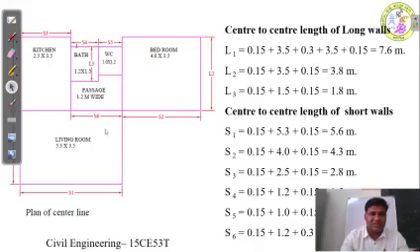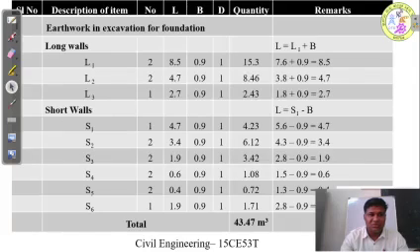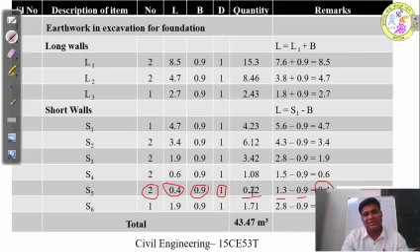Next, S5. So for S5 there are two numbers of walls, 1 and 2, and the center length of S5 is 1.3 meters. So 1.3 meters, the center to center line length, minus the breadth, that is 0.9, will give me 0.4 meters. So there are two numbers of S5. So 0.4 multiplied by 0.9 meter, the depth, and 1 meter will give me the quantity of the wall S5.